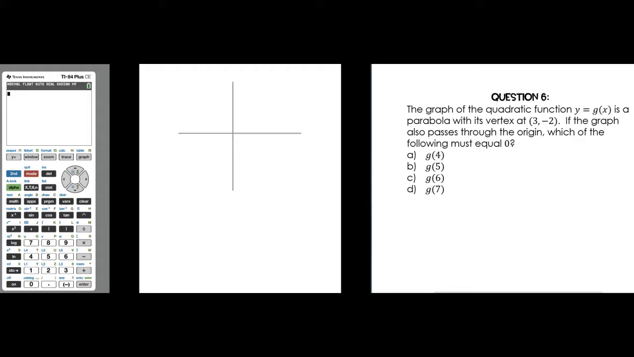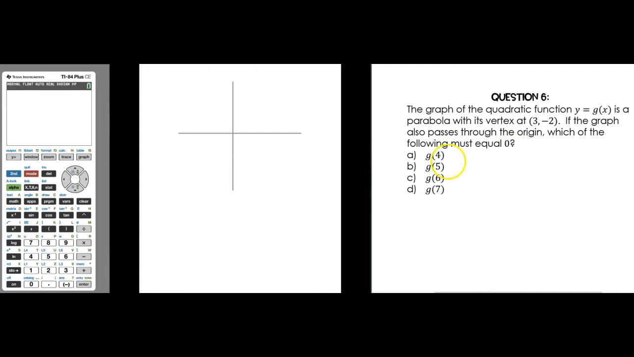So let's take a moment and make sure we understand these answer choices. These choices are written using function notation. So they're saying g of 4 possibly equals 0, g of 5 possibly equals 0, g of 6, and g of 7. This g of 4 is saying if we were to take this function and evaluate it at an input of 4, would the output be 0? That is the question we're asking.